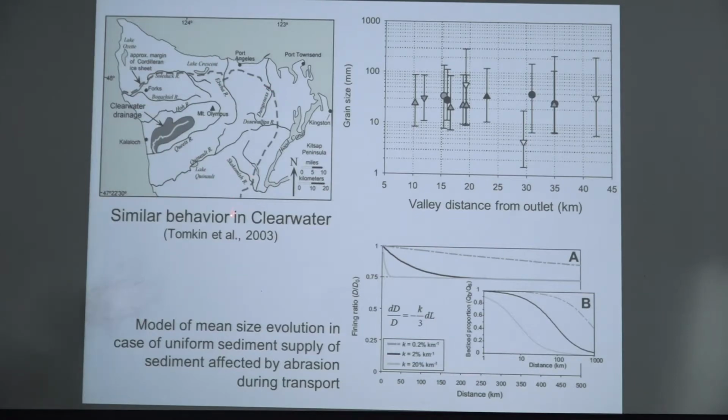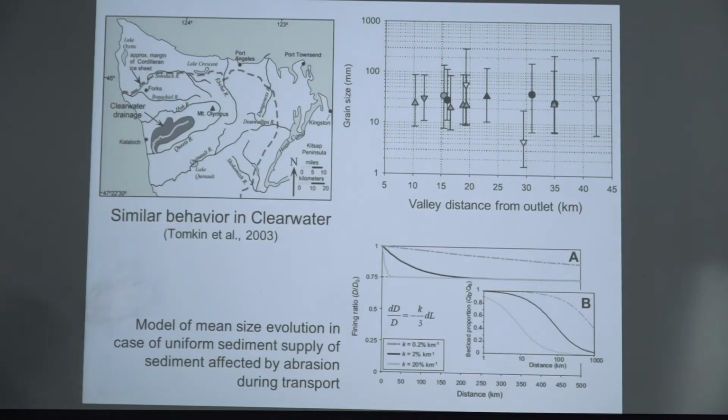When you look at the literature, you can see plenty of studies about grain size evolution. Many of them document, whether in gravels or in sand, some fining downstream. But a few of them, in particular in active mountain settings, do not. So again, this is the Olympic Peninsula that I've been presenting over the days. And in the clear water drainage, people have been looking at the grain size from upstream to downstream, and you see here uniform grain size.